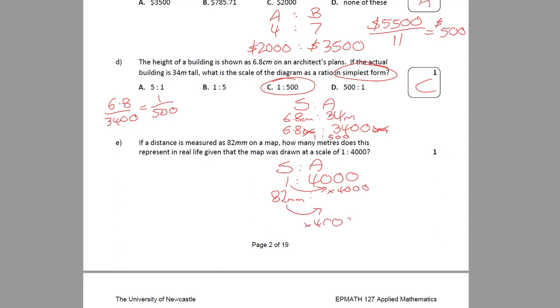My answer is going to be, I'll just go to the calc, 82 times 4,000, and it gives me 328,000. But remember, that's millimetres. And that little conversion thing from the notes says 1,000 millimetres is a metre, so it's 328 metres. I'll tidy that up a bit. Therefore, 328 metres. That's all good.